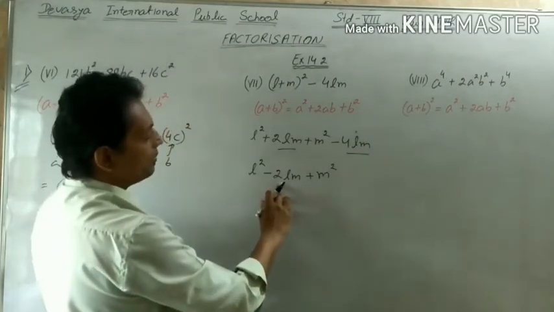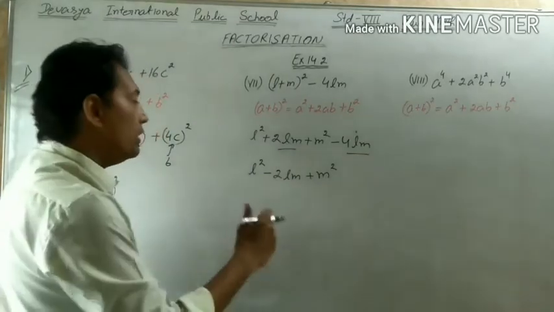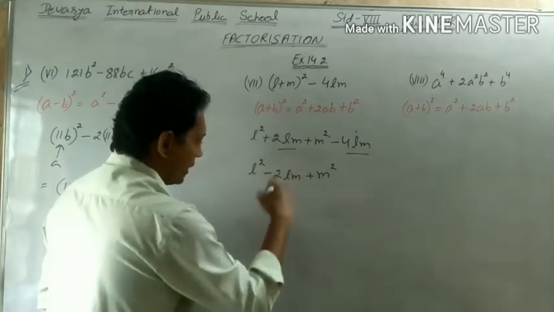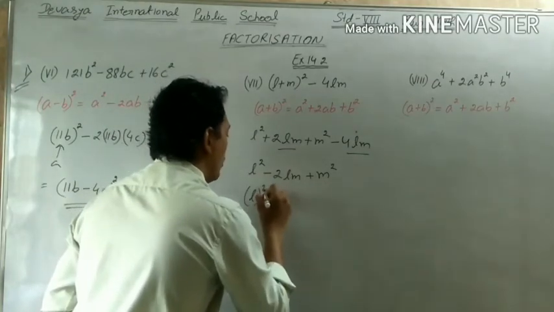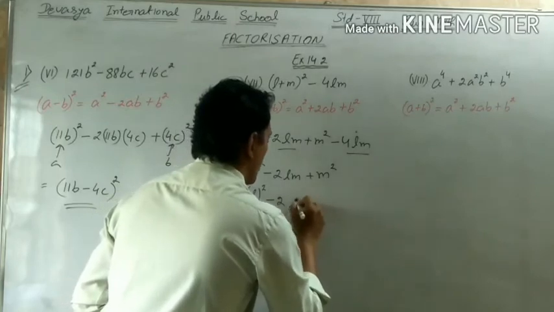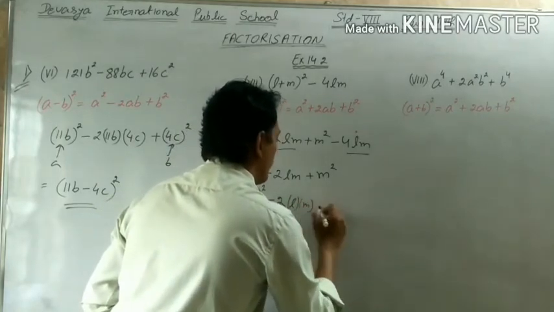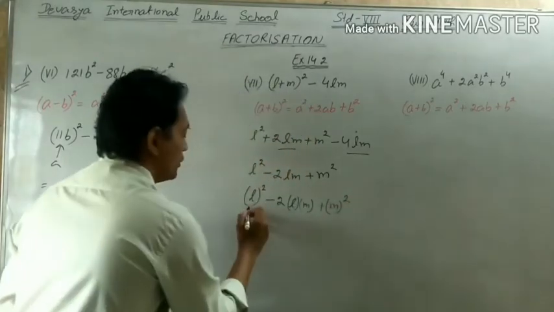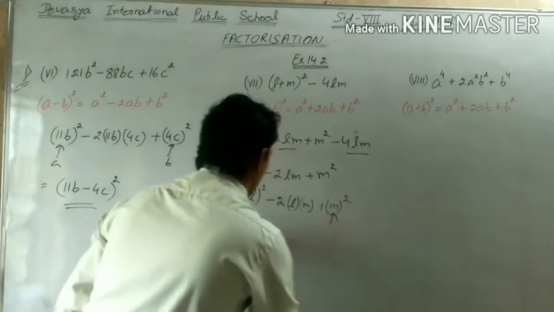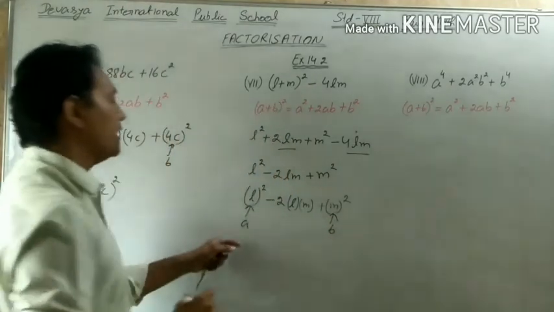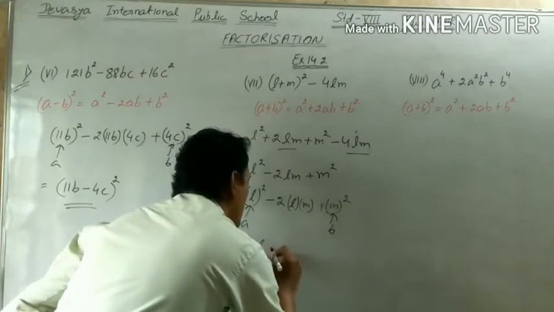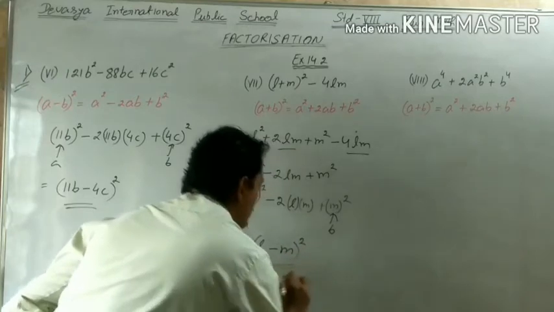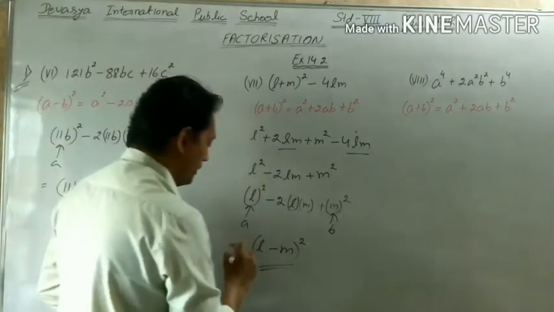Okay, but the thing is the middle term is negative, so we need to bring this in the form a minus b whole square. So this is your a. We can convert this to l whole square minus 2 into l into m plus m whole square. So this is your a, this is your b, and we need to write a minus b whole square. So l minus m whole square. So this is your factorization.